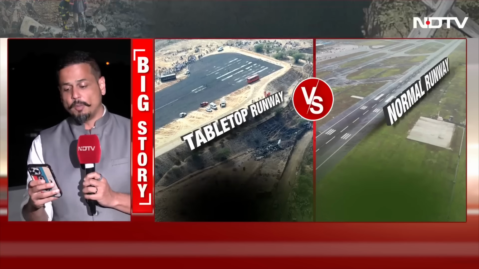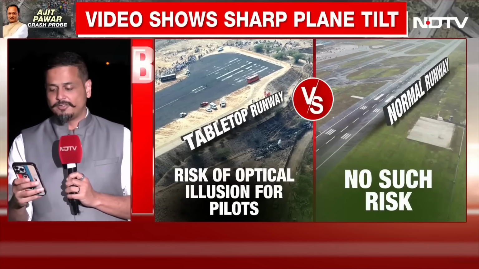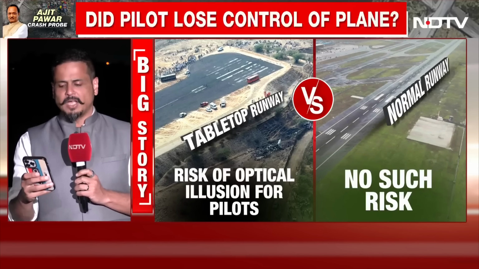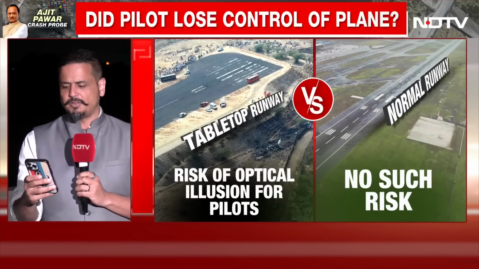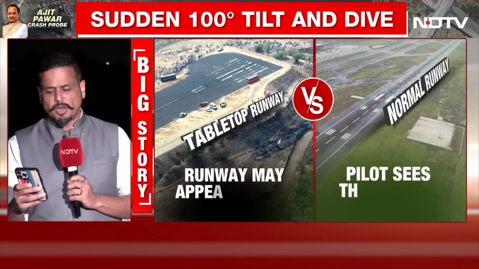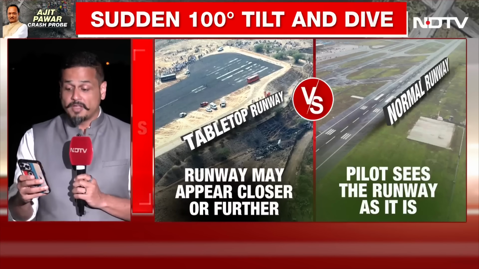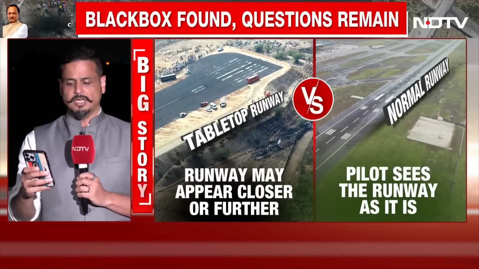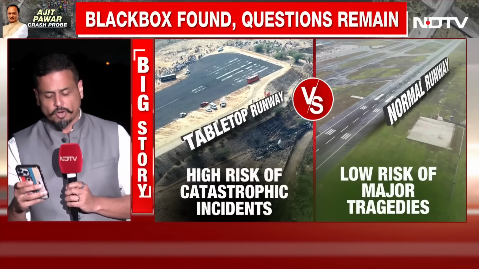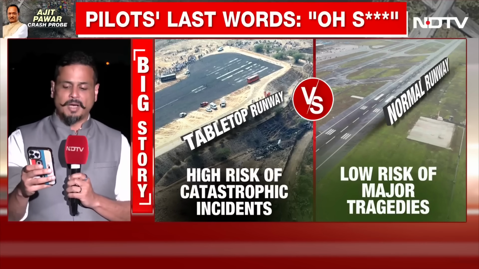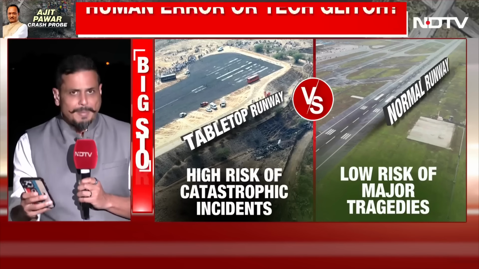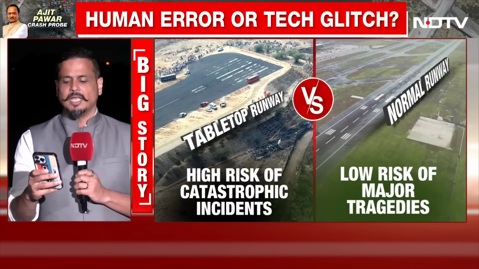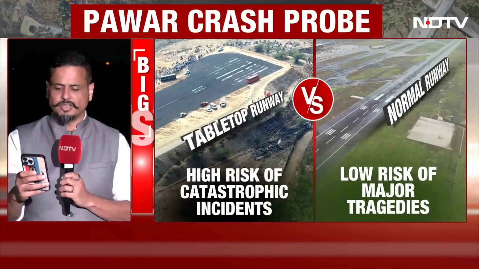On a tabletop runway, there is a risk of optical illusion for pilots. On a normal runway, there is much less of this kind of risk. On a tabletop runway, the runway may appear closer or further. On a normal runway, the pilot sees the runway as it is for the most part. Tabletop runways have a high risk of catastrophic incidents, as they have happened in the past. On a normal runway, comparatively speaking, there is a lower risk of major tragedies of this kind.